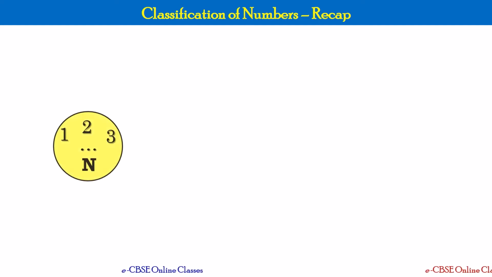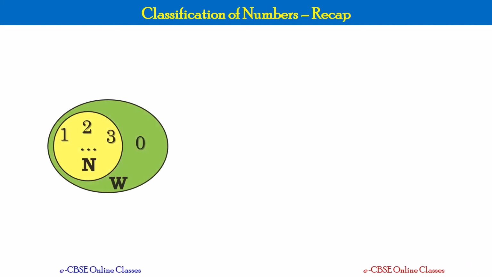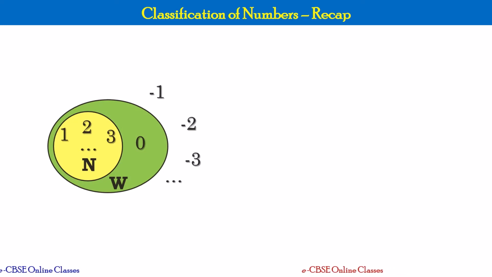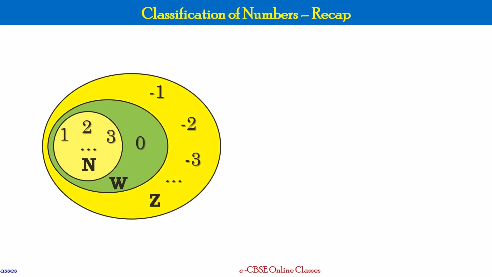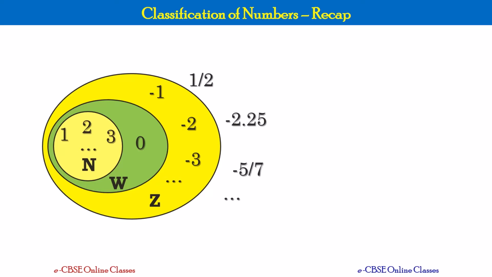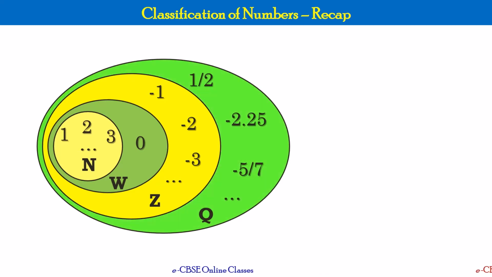Now let's look at these numbers in the form of a diagram. These are natural numbers, correct? Add 0 to it, that becomes whole numbers, and add negative natural numbers to it, that becomes integers. So what we can say is all whole numbers are integers, but not necessarily all integers are whole numbers. Now add ratios or numbers with finite decimal points or repeating pattern decimal points. We call those rational numbers. So we can say that all integers are rational numbers, but not necessarily all rational numbers are integers.